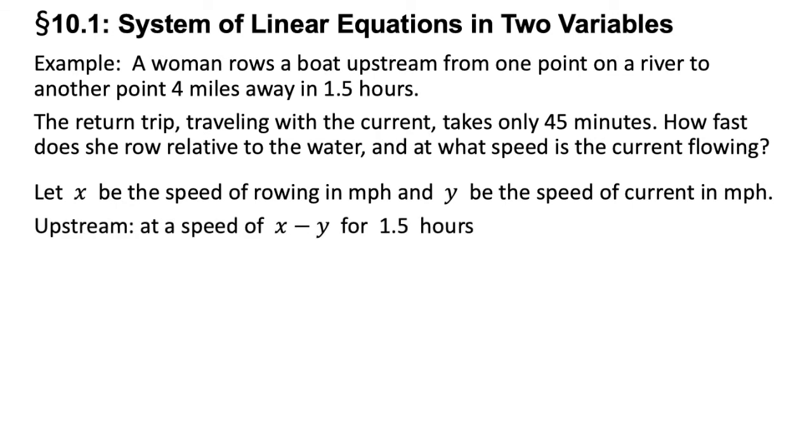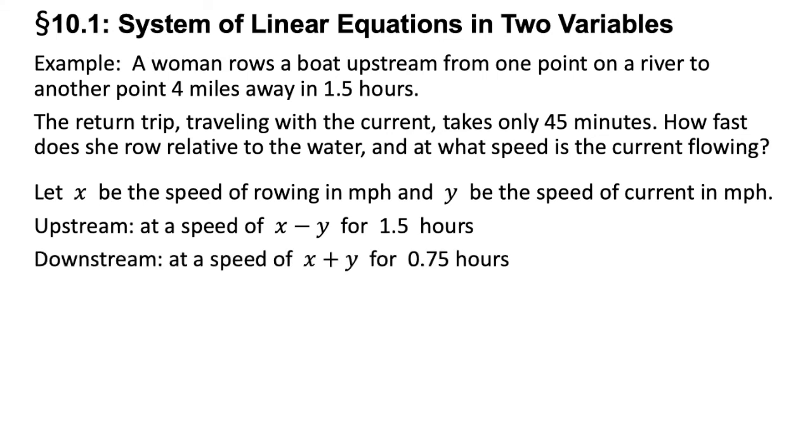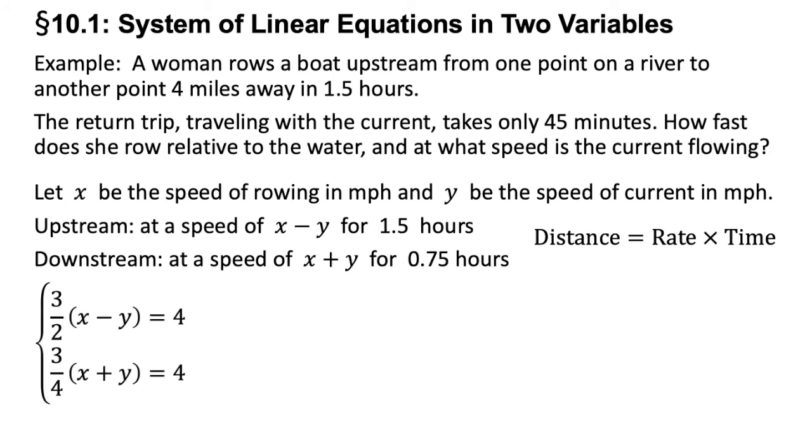Upstream, she goes at a speed of x minus y for 1.5 hours. Downstream, she goes at a speed of x plus y for 3/4 of an hour. We also know that distance equals rate times time. So the system of equations is 3/2 of (x minus y) equal 4 and 3/4 of (x plus y) equal 4. Note that we are writing times as fractions.